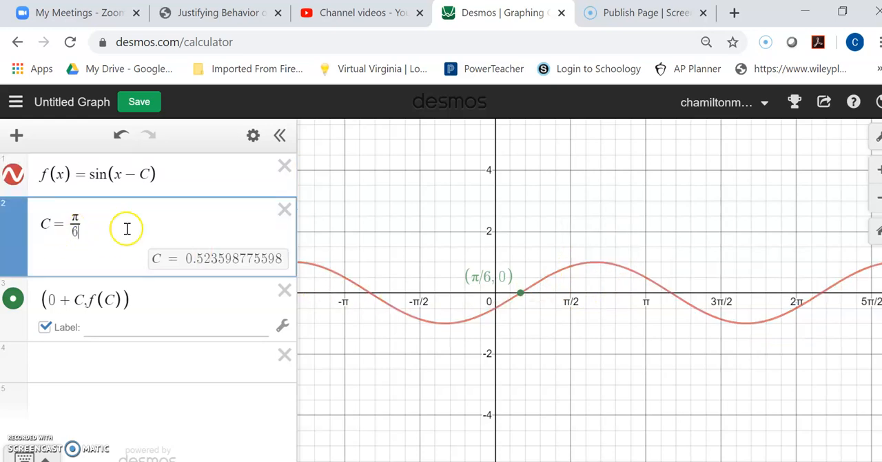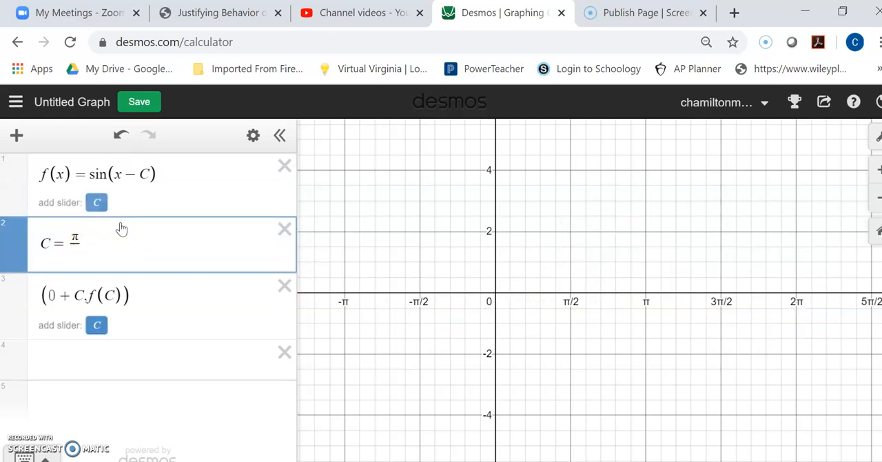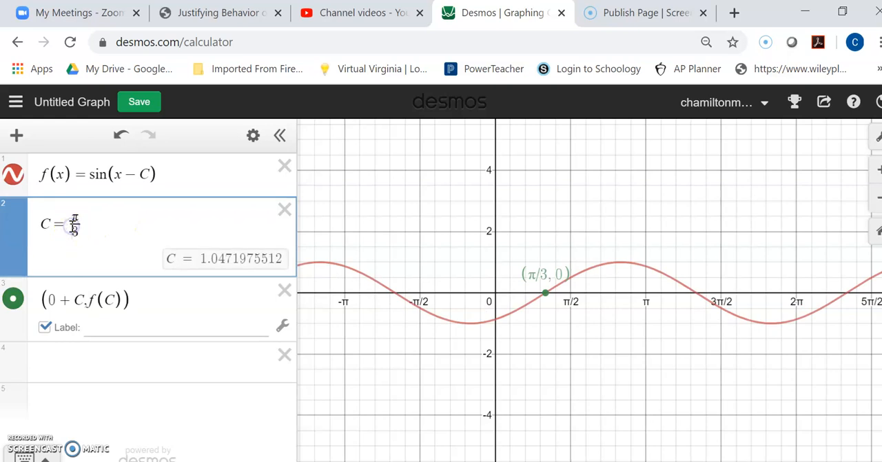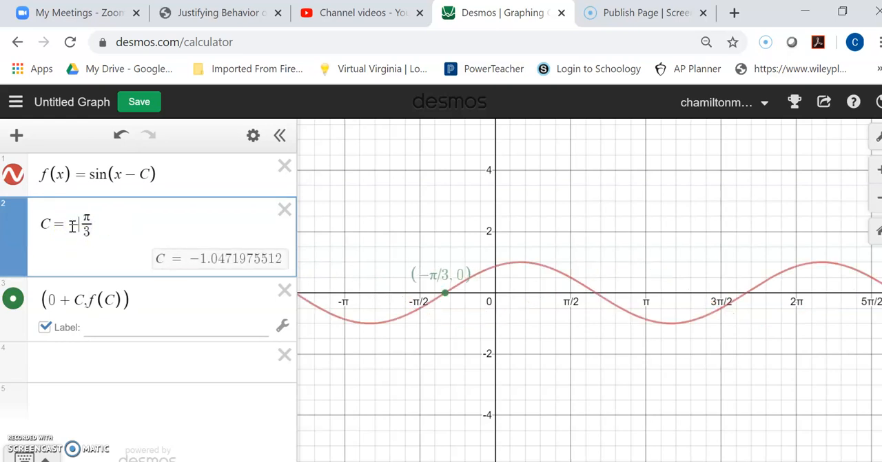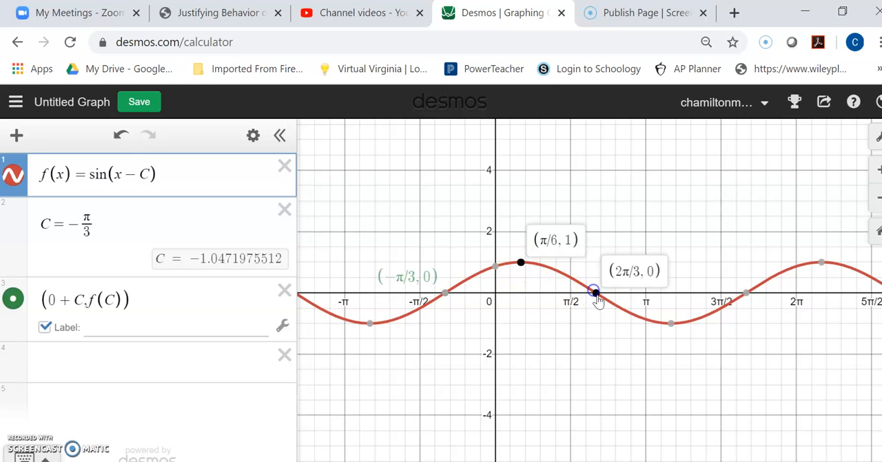Let's look at a different one. If I change this to, let's do negative pi over 3. If I do negative pi over 3, it now moves the beginning of the graph, the beginning of the period, over here to negative pi over 3. And then my key points: pi over 6, 2 pi over 3, 7 pi over 6, and over here, 5 pi over 3.